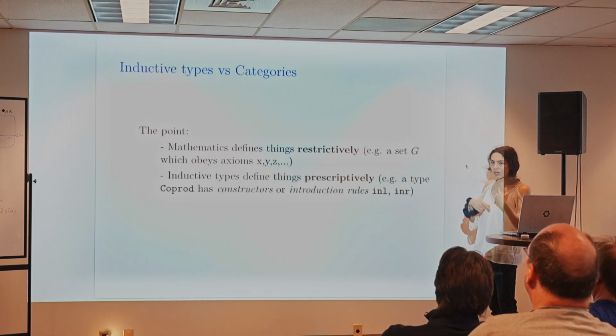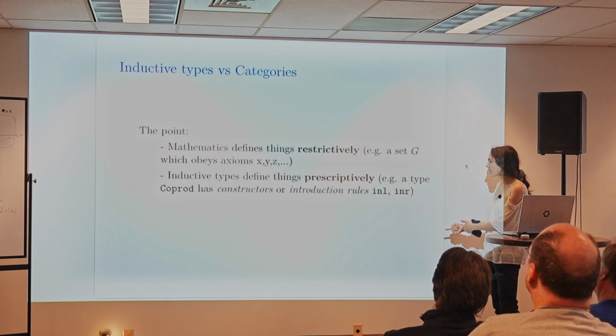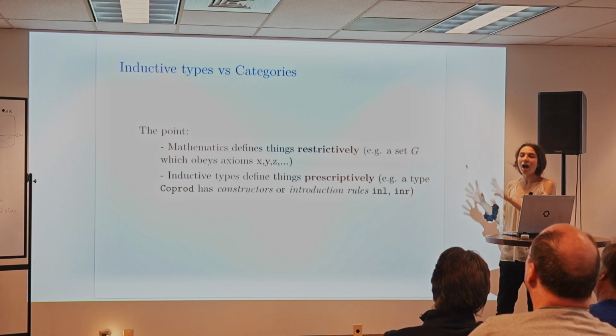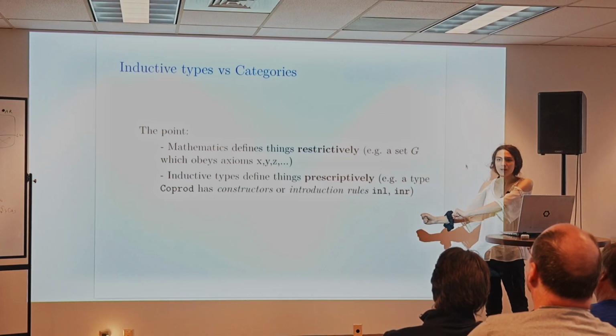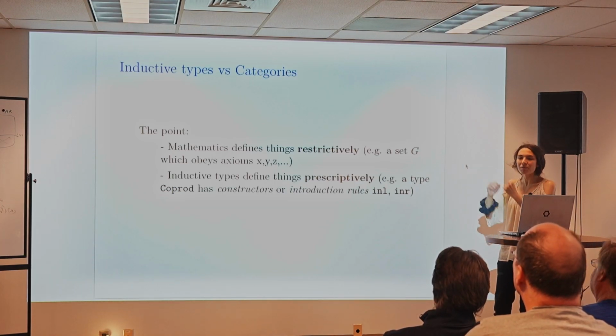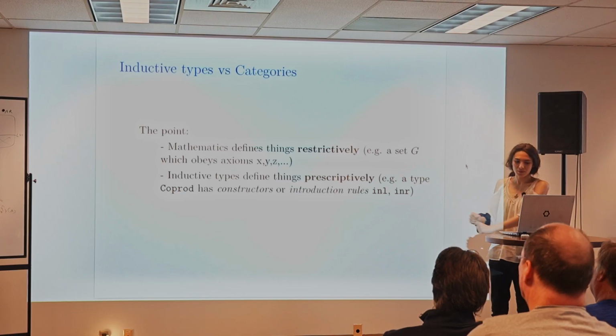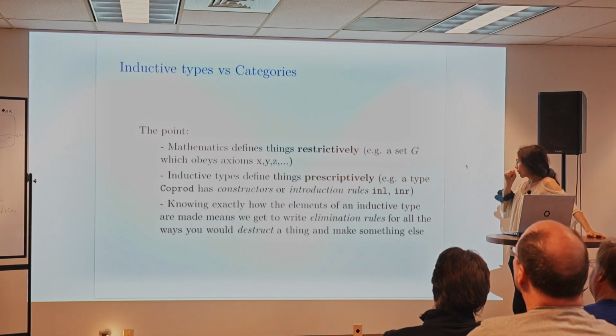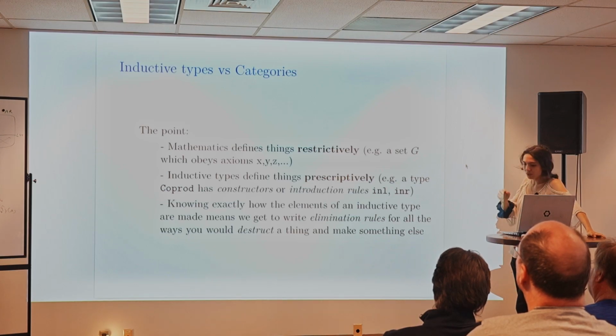Inductive types do it in the opposite direction. They are prescriptive. They say, this type that I have, I know how I make things in it, and I don't know what properties it's going to have after that, but I know how it's made, and then I can figure out which properties it has after I know what it is, right? Okay, I think we basically covered that.